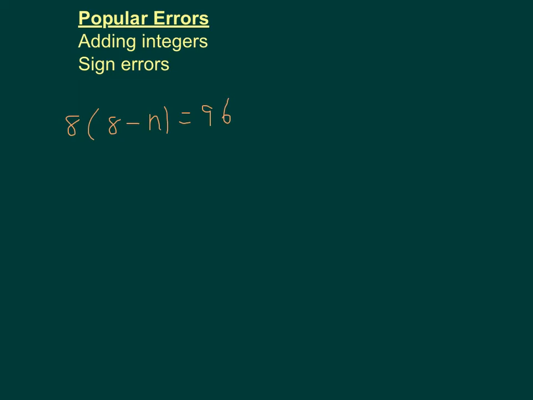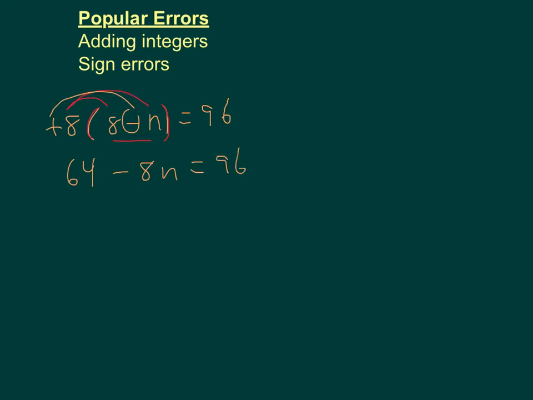In this problem, the first thing I see are these parentheses, which tells me that I have to distribute the 8 to the inside. The reason I have to distribute is because 8 minus n are not like terms, so I can't combine them. So I distribute to get rid of the parentheses. Positive 8 times positive 8 is positive 64. And a positive 8 times a negative n is a negative 8n equals 96.